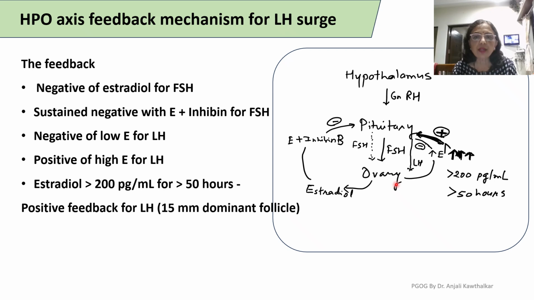But as the estradiol level increases with the development of the dominant follicle, and more estradiol is being produced by the follicles, whenever the estradiol level is greater than 200 picogram per ml, and if that rise remains for greater than 50 hours, so a sustained and profound increase in estradiol, then the feedback changes from negative to positive for the secretion of LH, and that leads to initiation of the LH surge. When this positive feedback for LH happens, the dominant follicle size is around 15 millimeters.